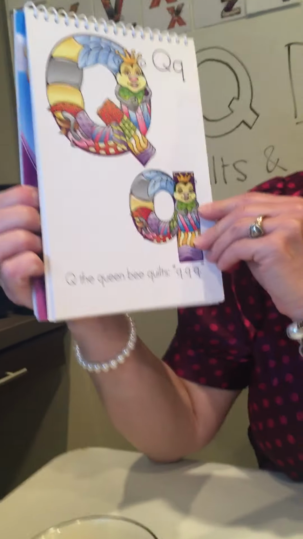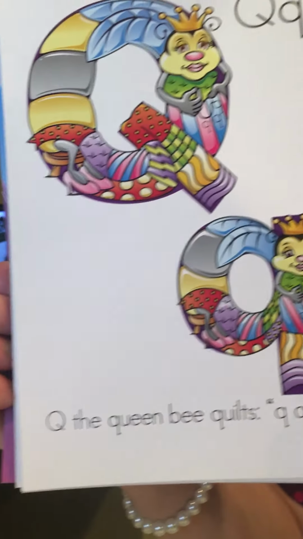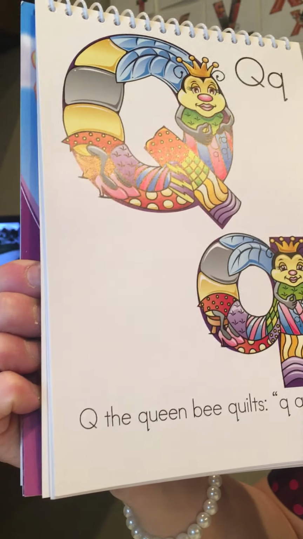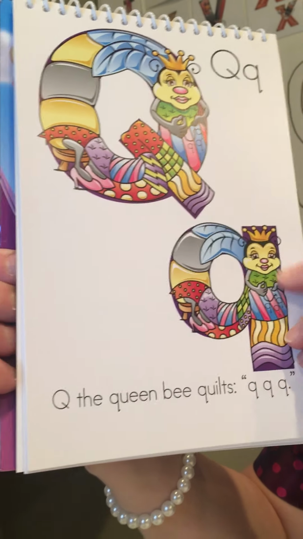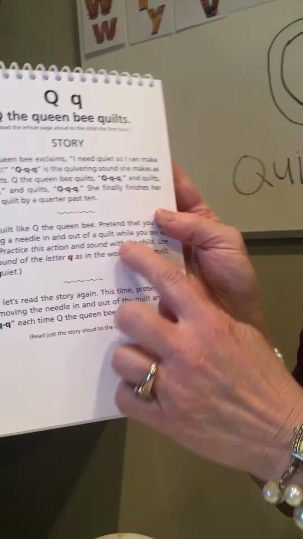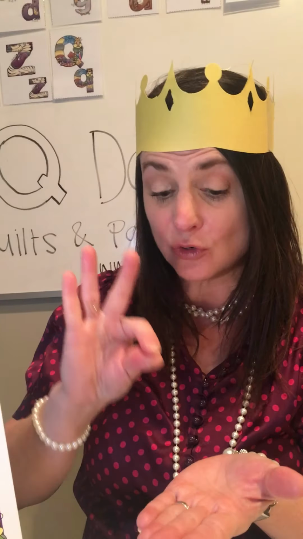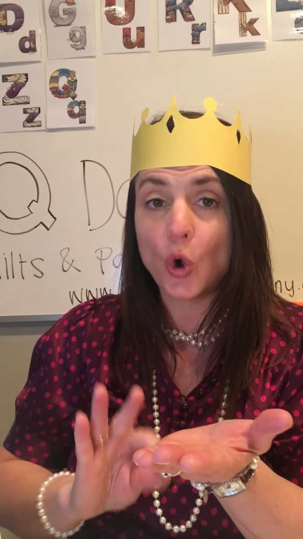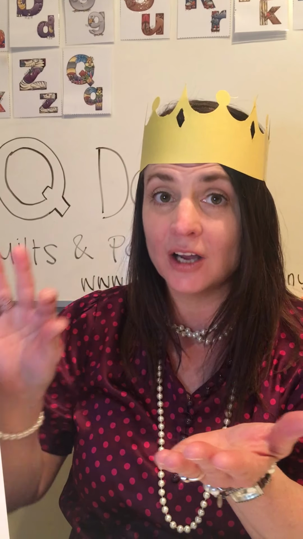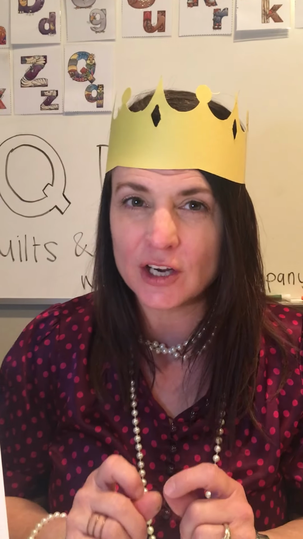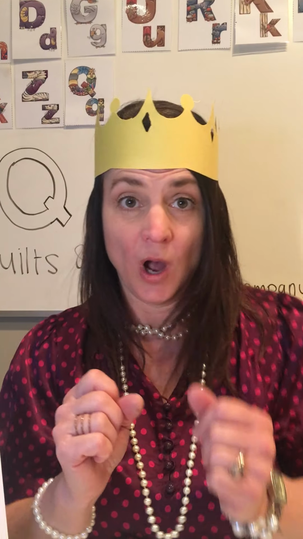This is Q, the queen. Q, the queen bee quilts. And as she quilts, you can do this action by holding a pretend quilt in your hand. And as the needle goes in and out of the quilt, you're going to go qua, qua, qua. If that's a hard sound, you can think of the K going k and the W, wa, kwa, kwa.